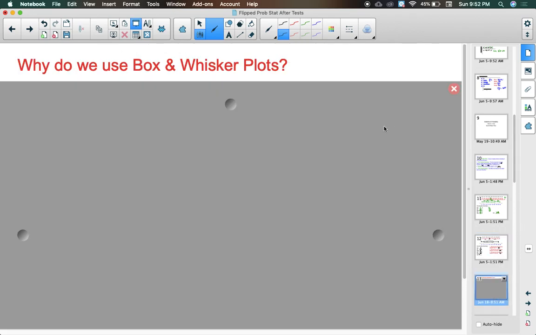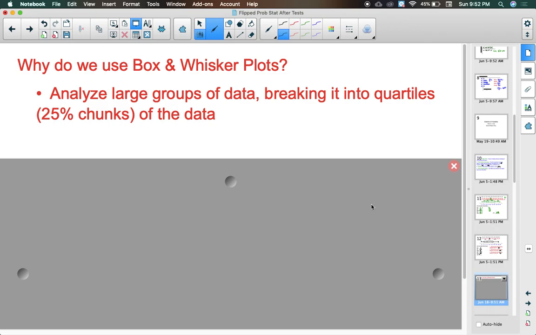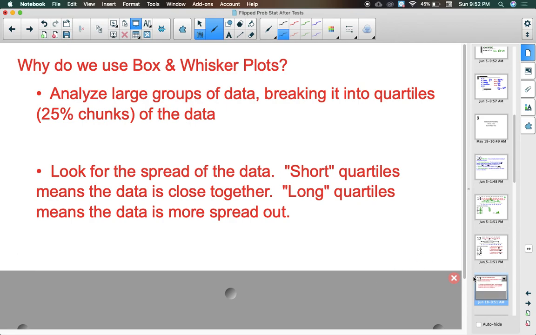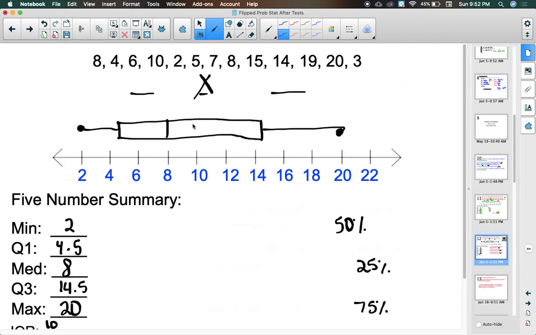Okay. Last but not least, why do we use box and whisker plots? They analyze large groups of data, breaking it into quartiles. They look for the spread of the data. So short quartiles means the data is close together. Long quartiles means the data is more spread out. And helps us look for those types of trends. Again, if we go back here, we can see that we've got one long quartile. That data was pretty spread out. This is a shorter quartile. That means the data is pretty close together. All right. That's it for box and whisker plots.